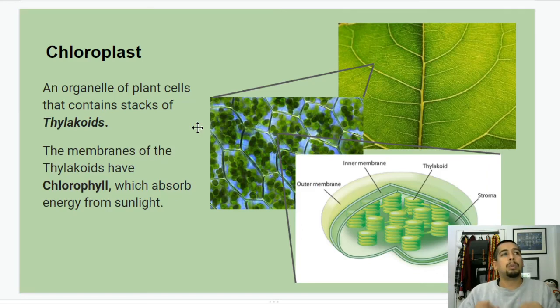We're going to look at the chloroplast here. So the chloroplast is an organelle of plant cells that contains stacks of what are called thylakoids, and those are these coin-looking parts inside of the chloroplast here. Chloroplast is where all of photosynthesis takes place, and pretty much the plant's leaves all are covered with a lot of chloroplast in them, and of course, within those are more thylakoids.